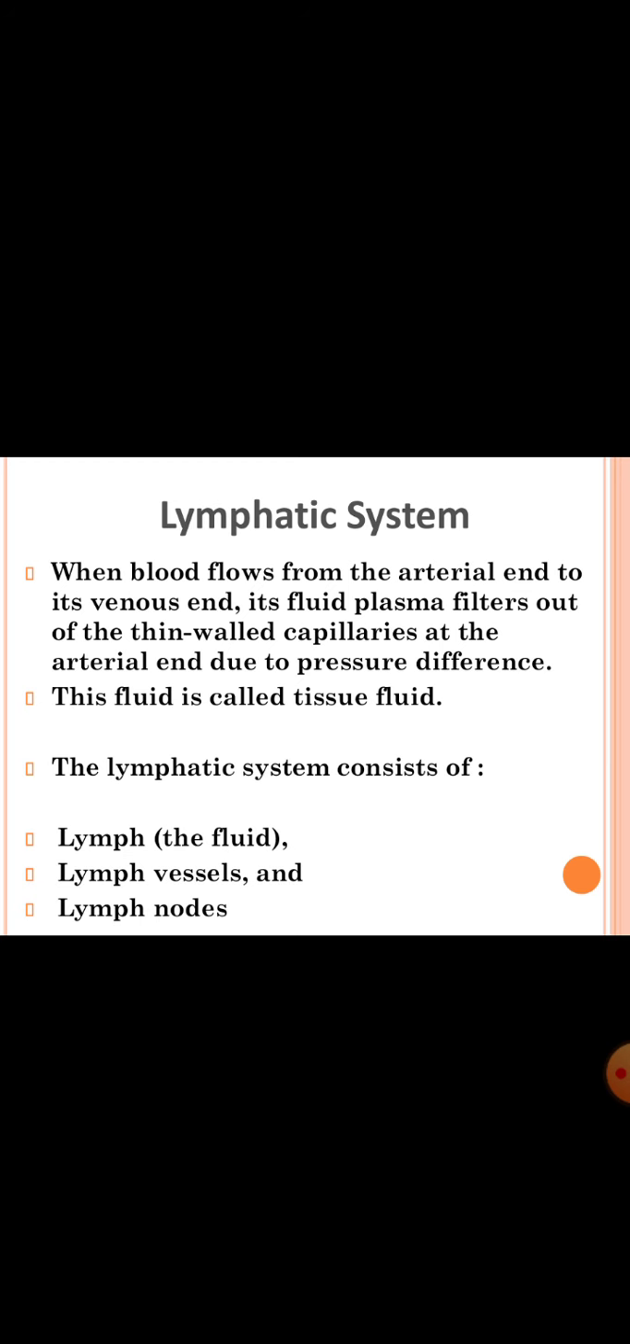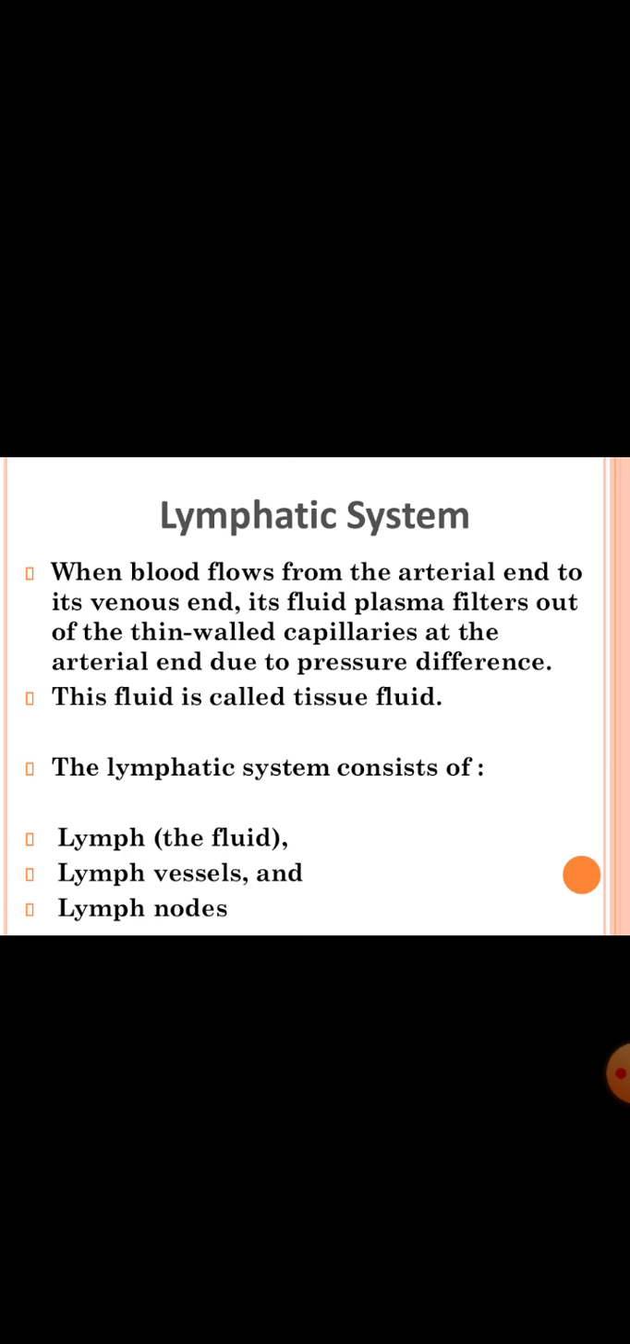This means when blood flows from the arterial end to its venous end, its fluid plasma filters out of the thin walled capillaries at the arterial end due to pressure difference. This fluid is called interstitial fluid or tissue fluid, and it carries salt, sugar, amino acids and gases dissolved in it.